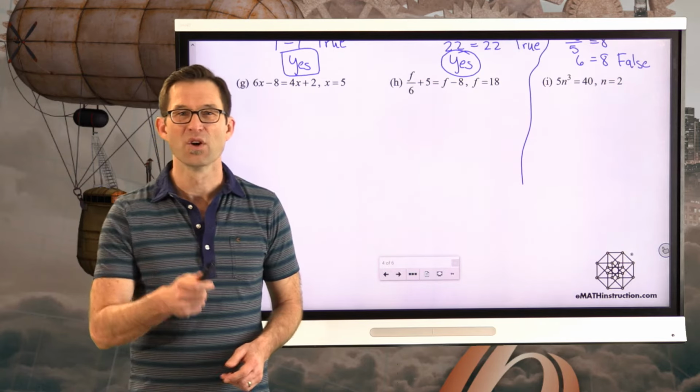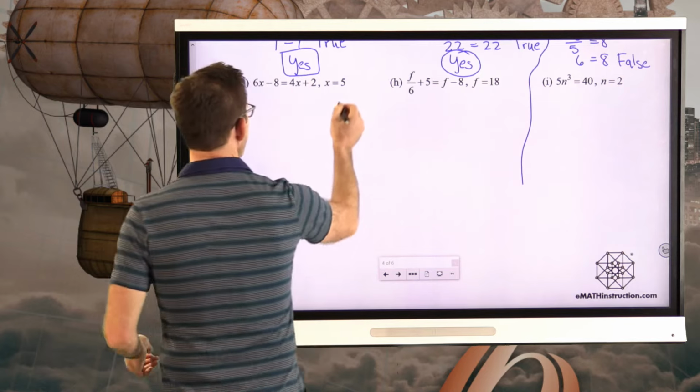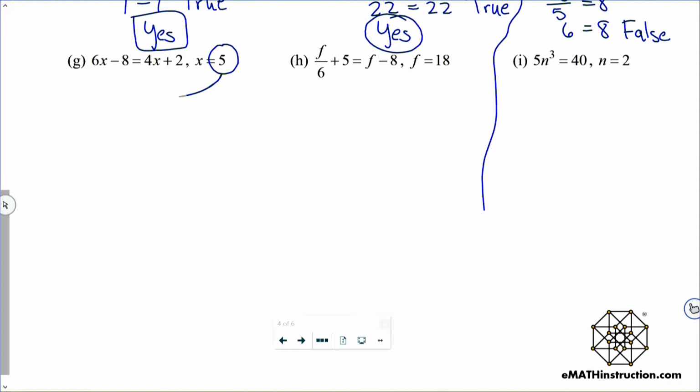All right. Let's go through letter G. The first one where we had a variable show up on what's known as both sides of the equation. The sides of the equation are divided by that equal sign. So you have the left side, the right side. Anyway, so we're going to put the 5 in for x on the left, and then the 5 in for the x on the right.